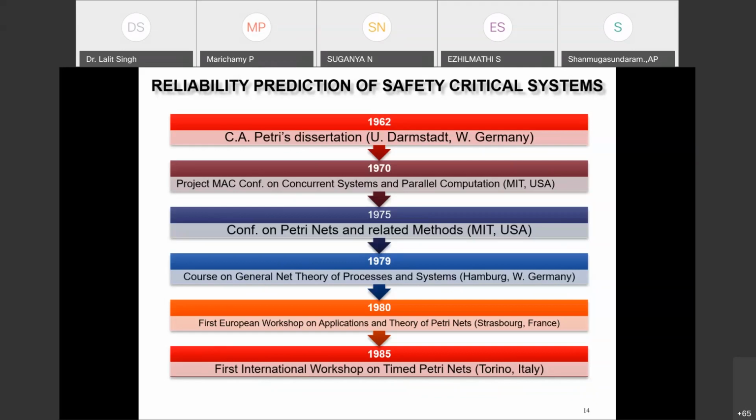So they were expecting that some agencies could start courses on basic modeling techniques on Petri nets, so that people can be hired and a lot of training time can be saved. With this objective, a course on general net theory of processes and systems was started in 1979.